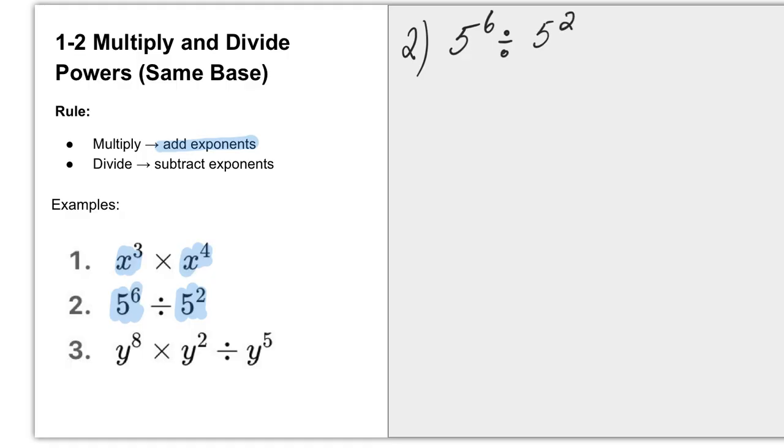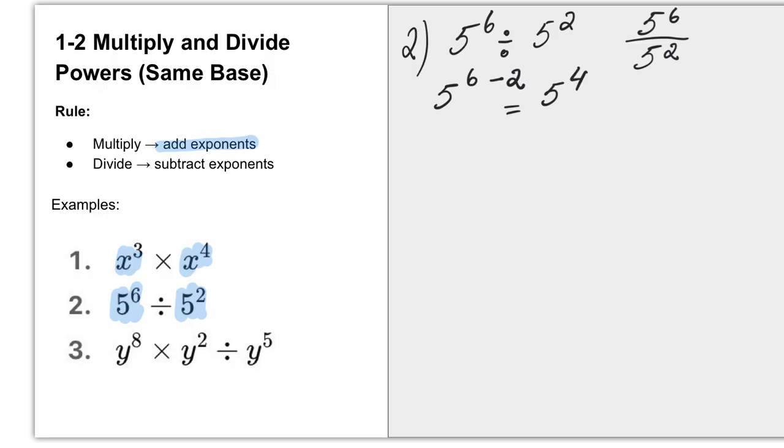So in your book, it might be written like a fraction, which is okay. Both ways, I'm going to show you what to do. For this particular one, we already know that a fraction means division. So it says to subtract the exponents. So that means I have 6 minus 2. And that should equal 5 raised to the 4th power.